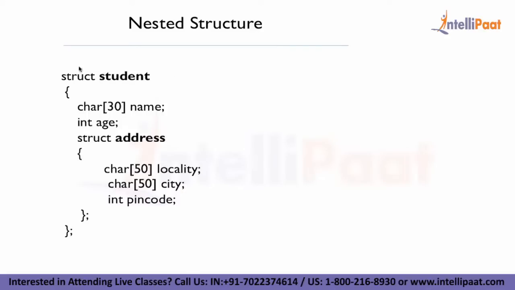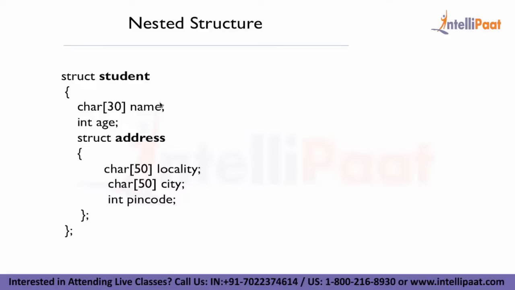So if you want to use a nested structure, we can use it like this. If you want to access the locality, what we have to do is, whatever variable we have declared, for example, we have declared struct student abc.